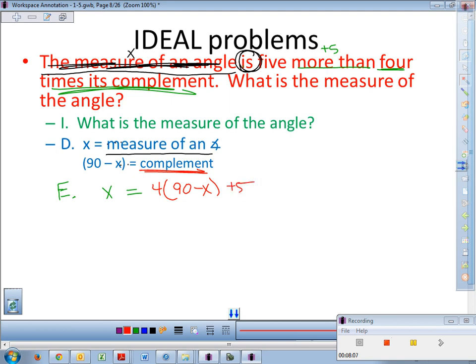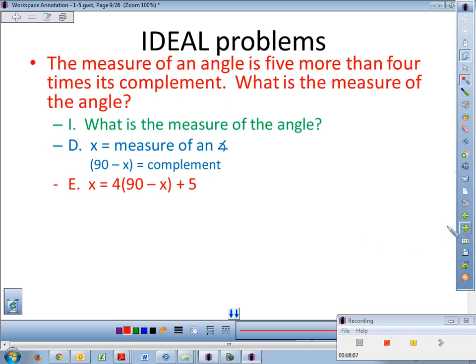Now let's kind of go back and reread it. It says the measure of the angle, isn't that what that says right there? Is 5 more than, came last, 4 times the complement. Correct? Let's solve this for x. That's our E step right there. E means just write an equation. Cool? The A step means act it out by solving for x. So let's solve for x.